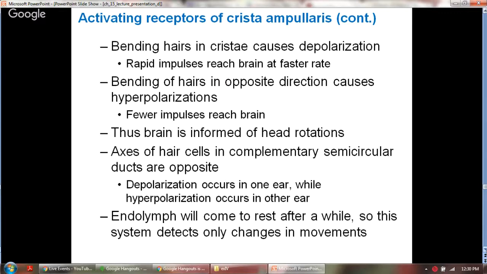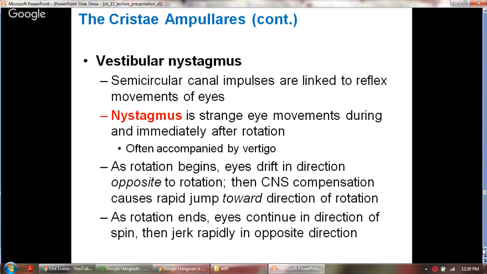Of the hairs in the crista, it causes the depolarization, and bending of hairs in the opposite direction causes the hyperpolarization. So thus, like before, the brain is informed of the head rotations. The axis of the hair cells in the complementary semicircular ducts are opposite, and therefore the depolarization occurs in one ear while hyperpolarization occurs in the other ear. And the endolymph will come to rest after a while. So this system detects only changes in the movement.